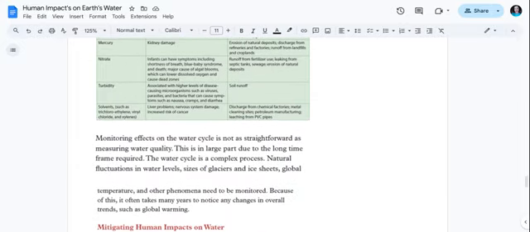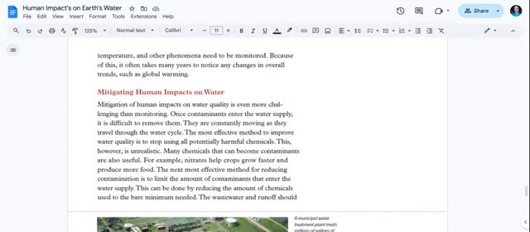Monitoring effects on the water cycle is not as straightforward as measuring water quality. This is in large part due to the long time frame required. The water cycle is a complex process. Natural fluctuations in water levels, sizes of glaciers and ice sheets, global temperature, and other phenomena need to be monitored. Because of this, it often takes many years to notice any changes in overall trends, such as global warming.